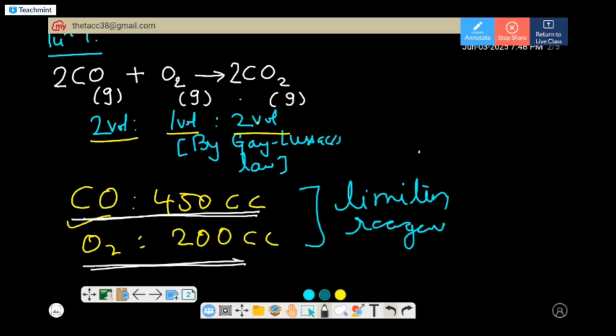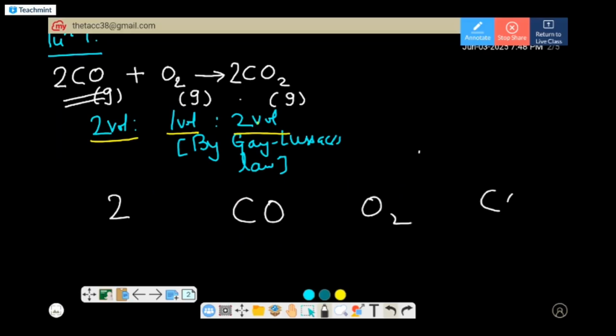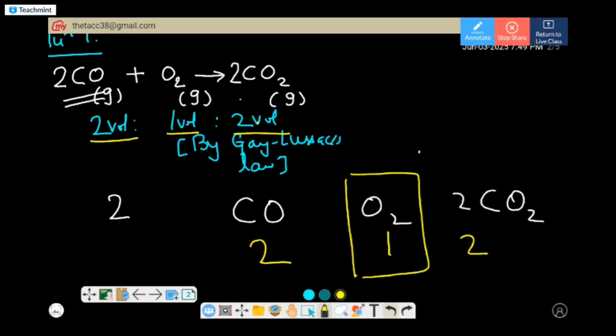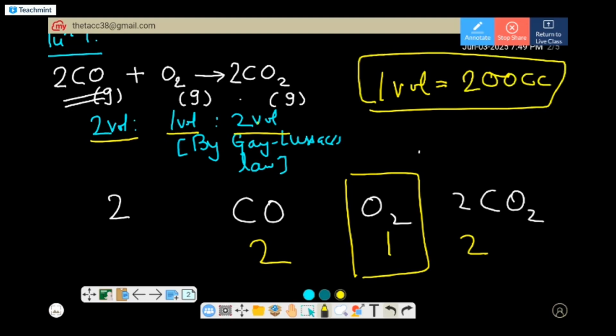If I see carbon monoxide, oxygen and CO2, I'm just rewriting it here, their ratio is 2, 1 and 2. So I'm going to pick up from oxygen. One volume of oxygen will be equal to what is given to me in the sample. The sample is 200 cc. So this is the factor that's going to help me understand the remaining part. So if one volume is 200 cc, how much is carbon monoxide?